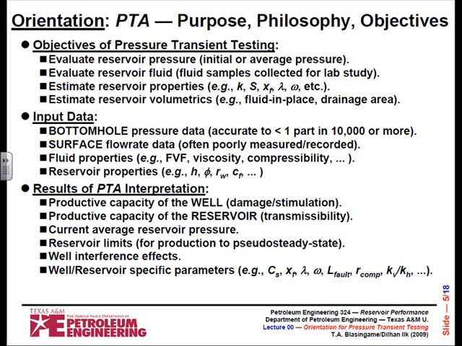Now we're getting to where you want to be. We're going to estimate reservoir properties. We're going to estimate permeability, which is K, skin factor, which is S, XF, which is fracture half-length, lambda, and omega, which is the dual porosity case, etc.